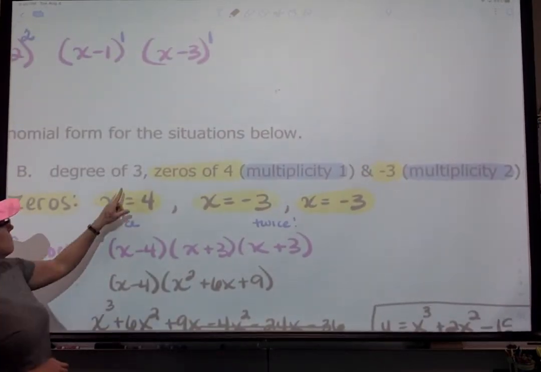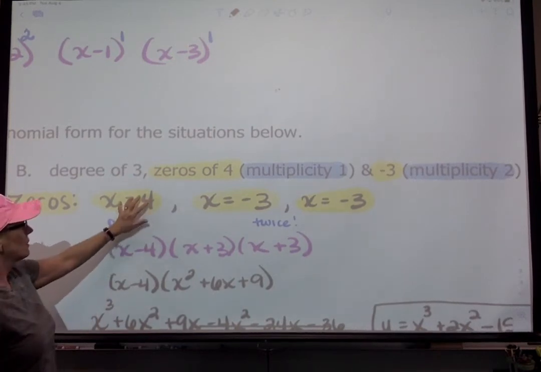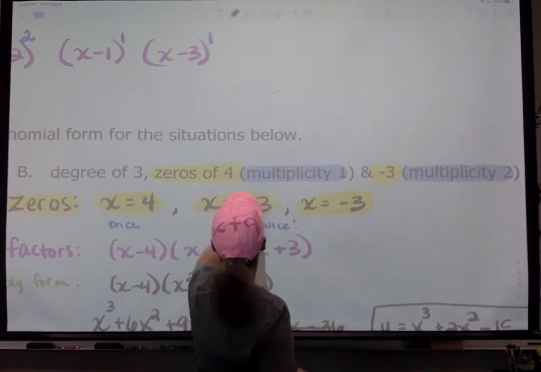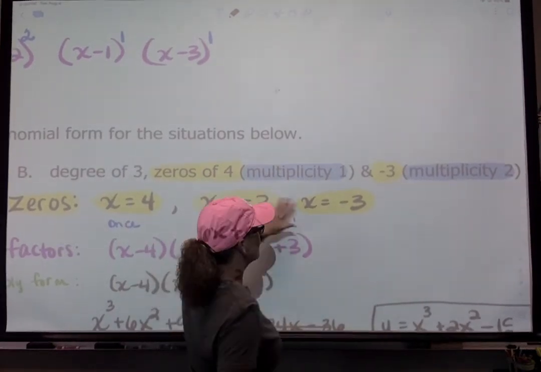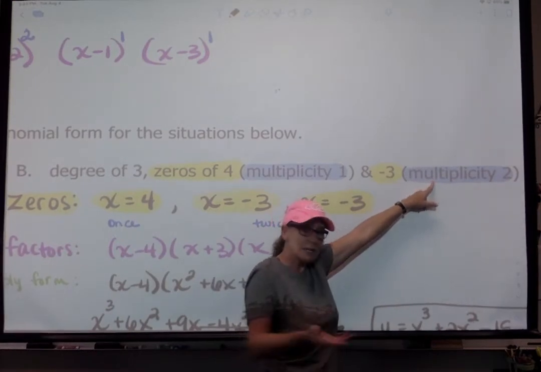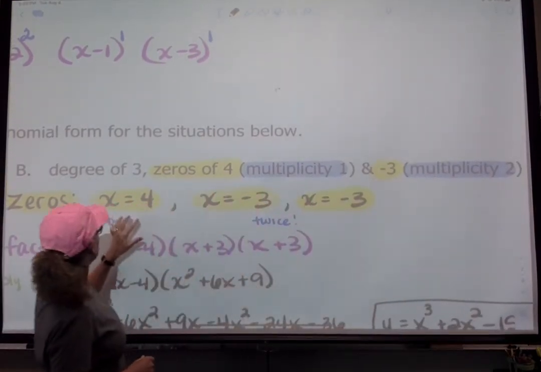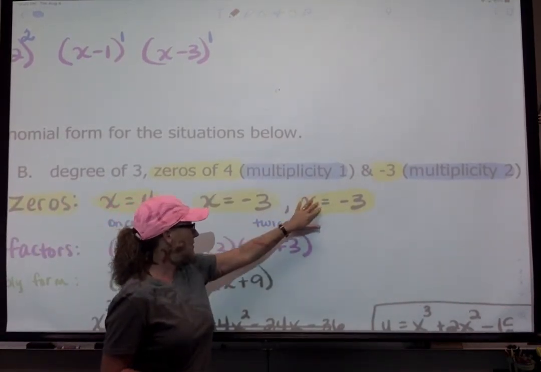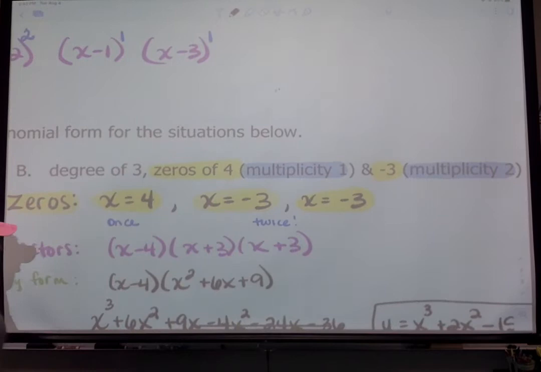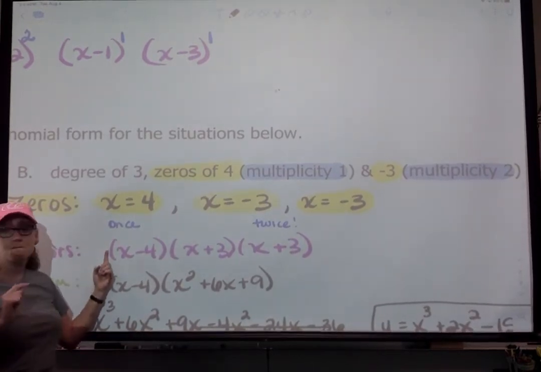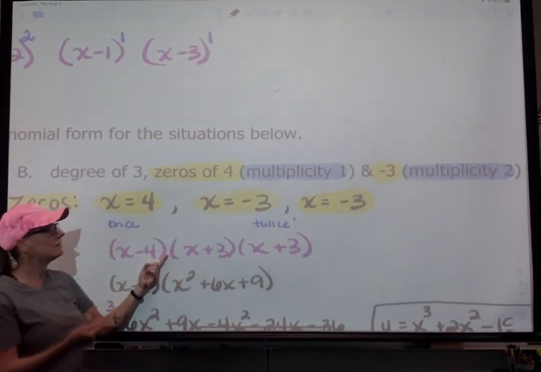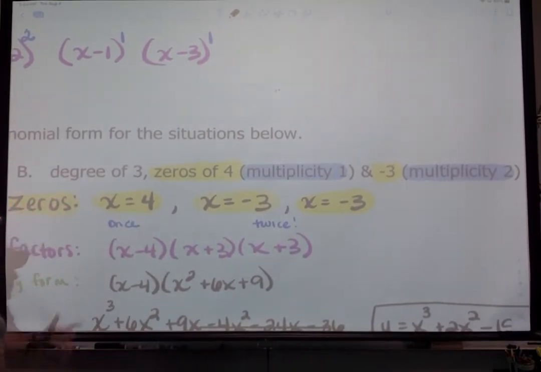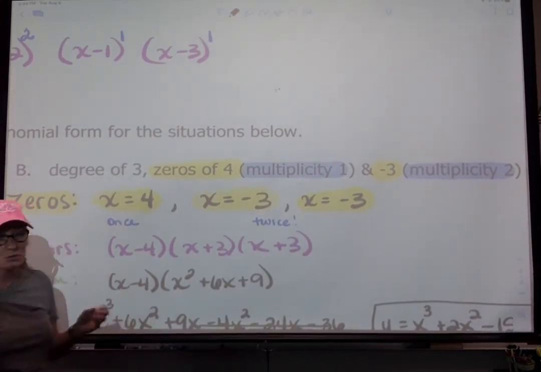Okay. My zeros, and I've got these highlighted in yellow, are 4, -3. Oh, 4 and it occurs once, -3 and it occurs twice. So I went ahead and wrote it twice. So I turned this 0 into a factor, this 0 into a factor, and this 0 into a factor. This is factored form. It said, write it in polynomial form.